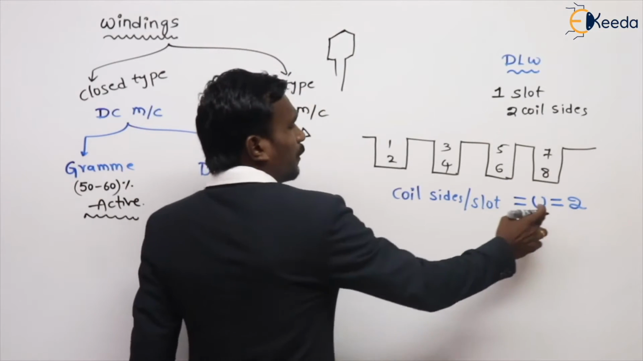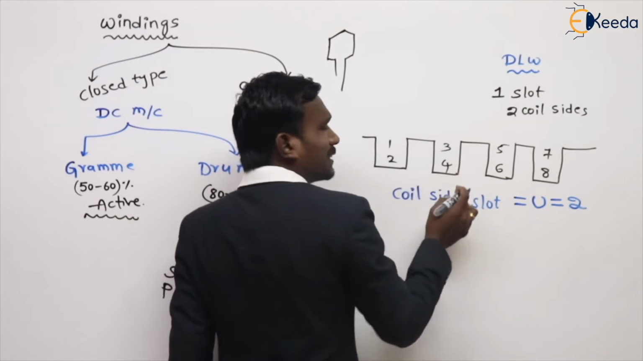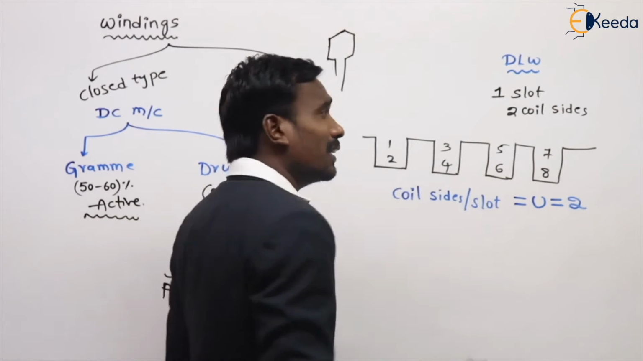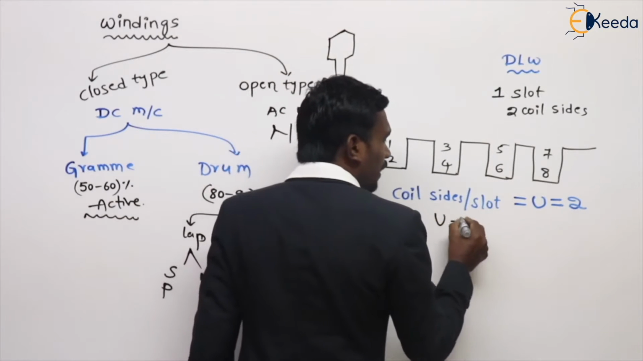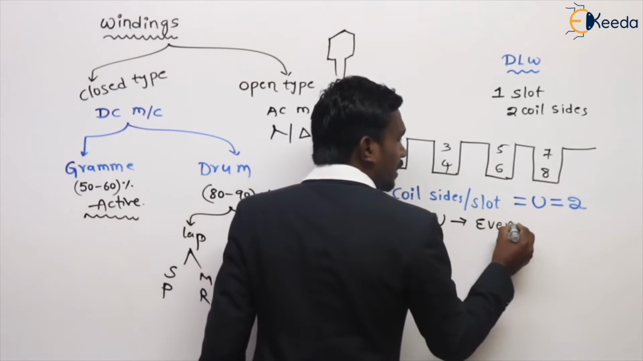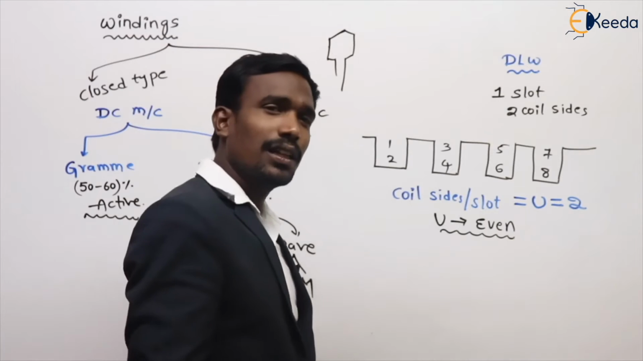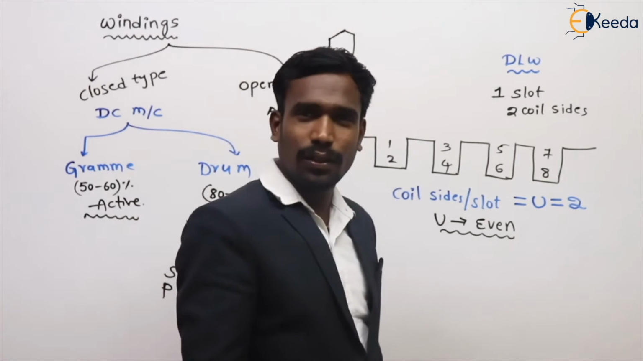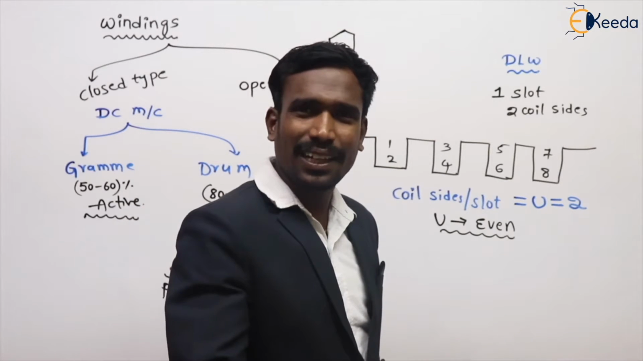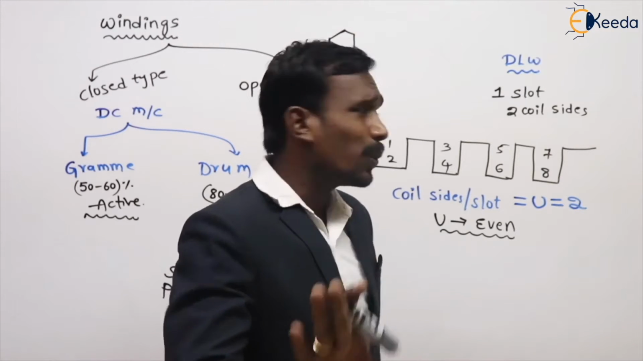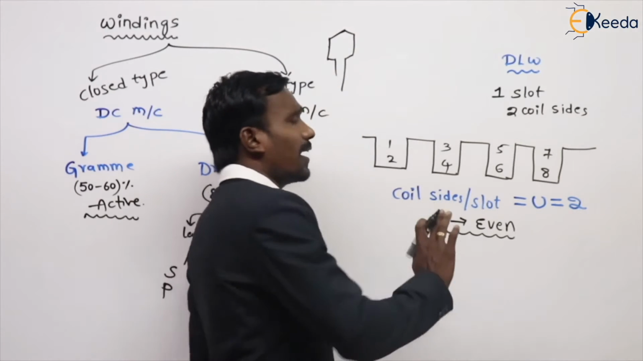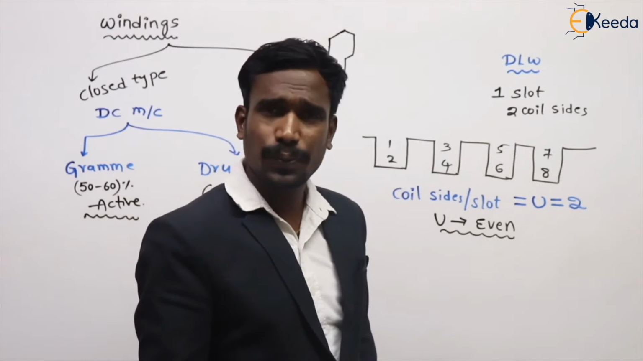See here, if it is 3, 1, 2, 3, 4, 5, 6, but remember that always the U is an even number. This U must and should be an even number. An odd number is not possible. Are you getting or not? Yes or no? Right? So this is the even number. Coil sides per slot is equal to 2.